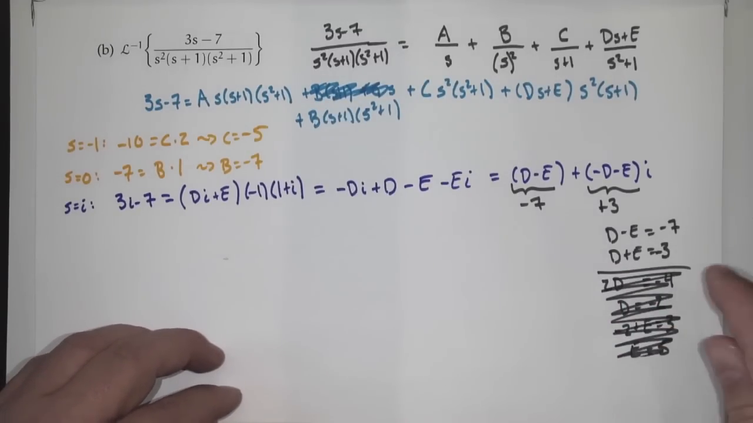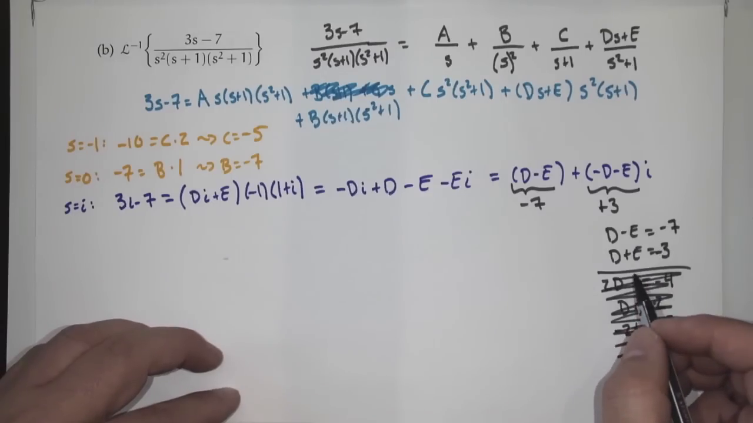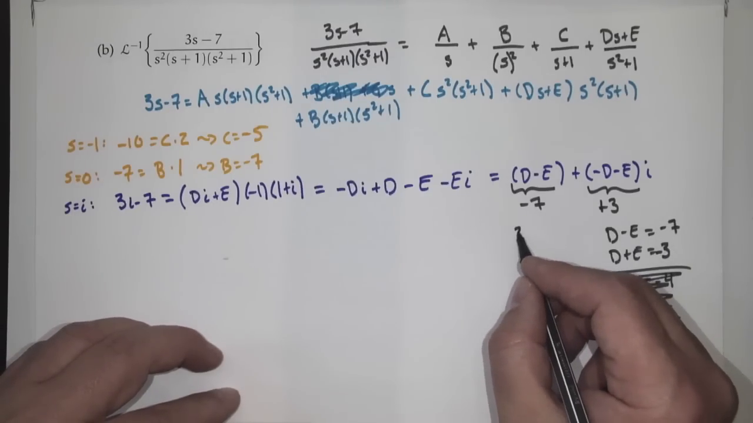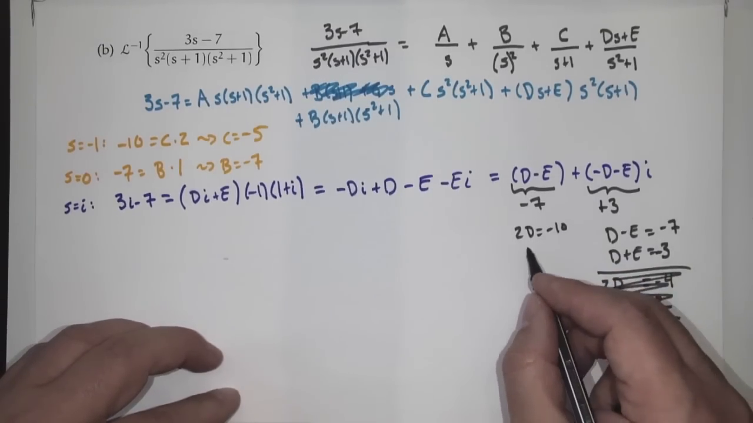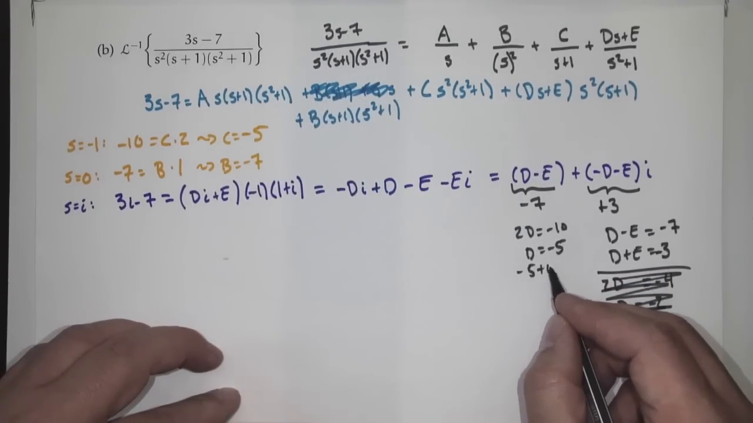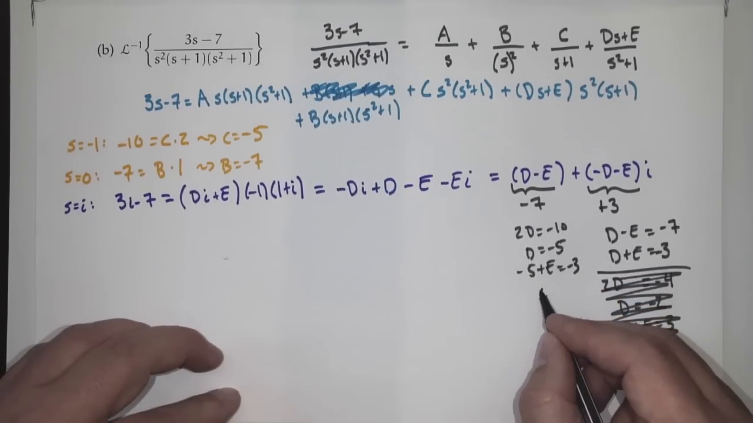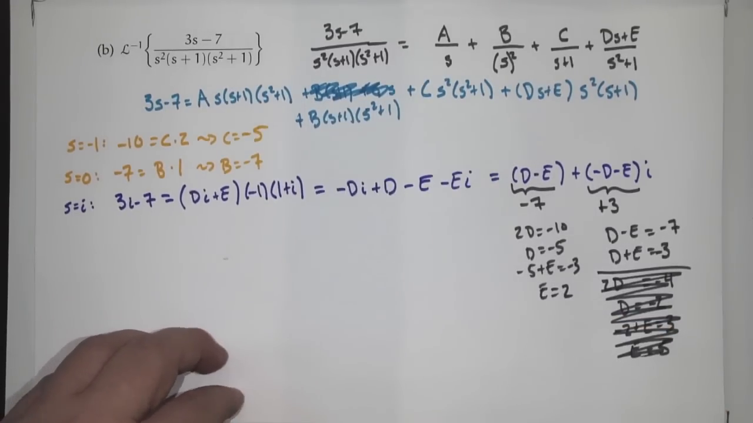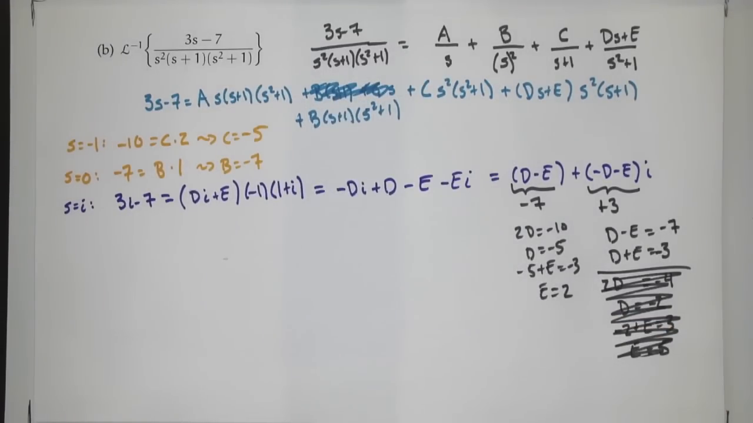Okay, so we just do this again, and we add, same process. 2D is negative 10, D is negative 5. Once we know that, negative 5 plus E is negative 3, so E is positive 2. All right, once I know how to copy things. All right, good? Are we done?